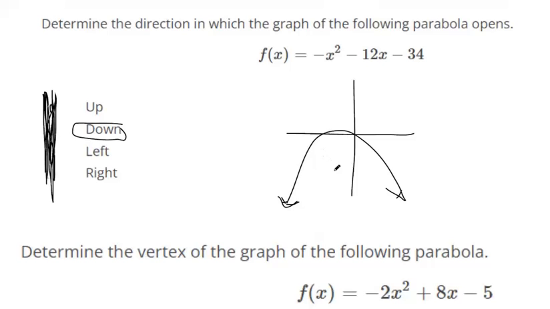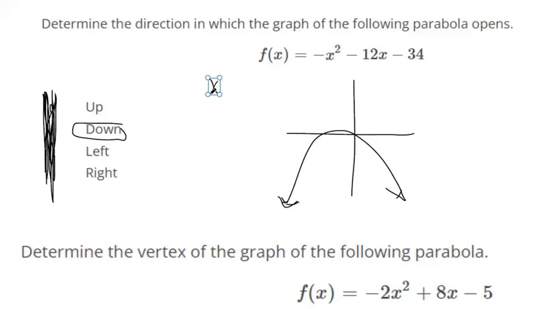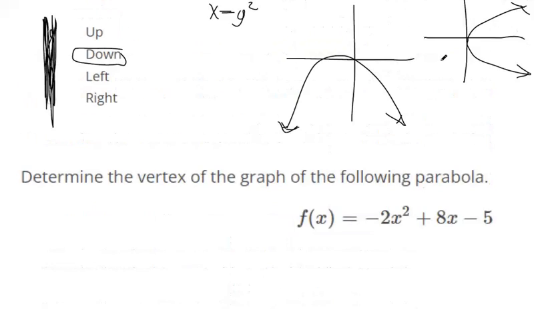If it opens down like this. If the leading coefficient was a positive 2x, then it would look something like this, and that one opens up. The only time it's going to open left or right is if it's not a function. It has to be an equation like x equals y squared. This would open like this, with only positive values for x. But that's not a function, so that would open right.